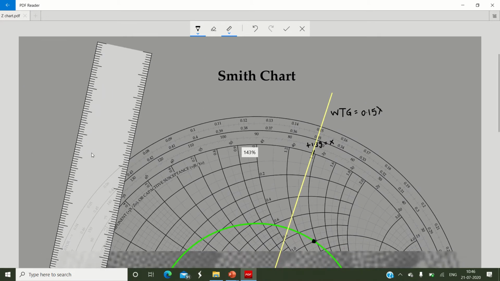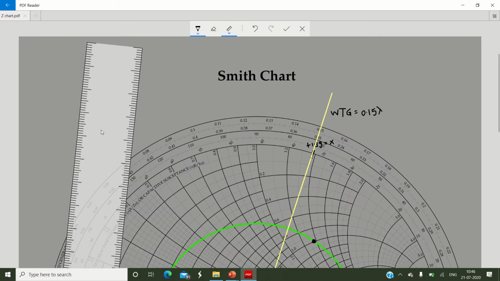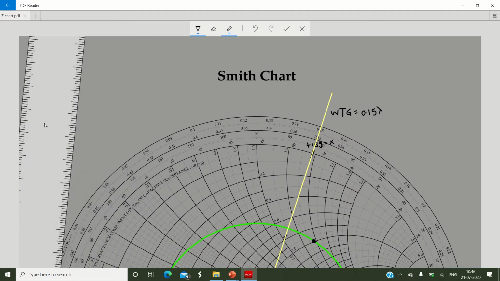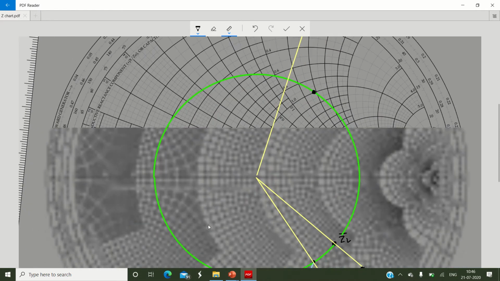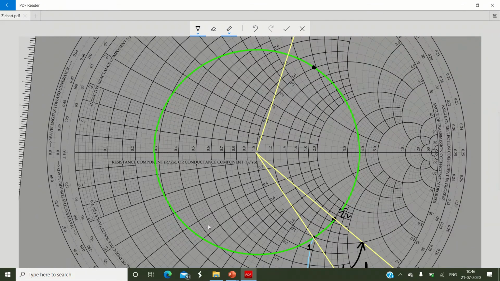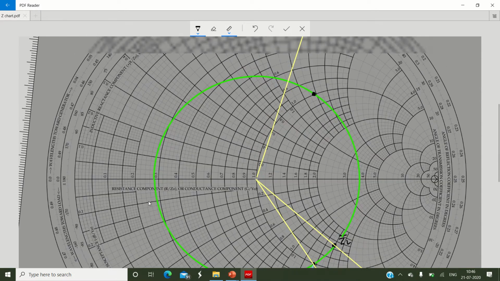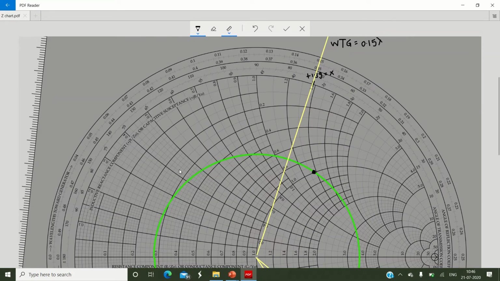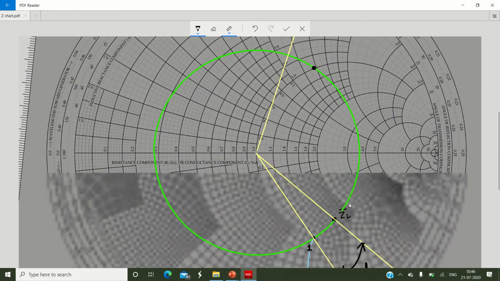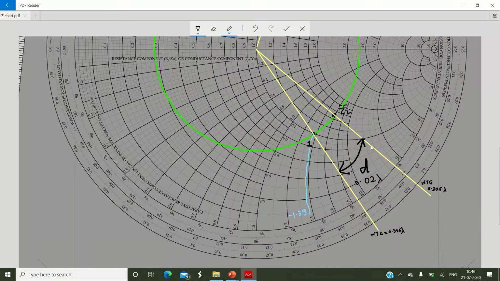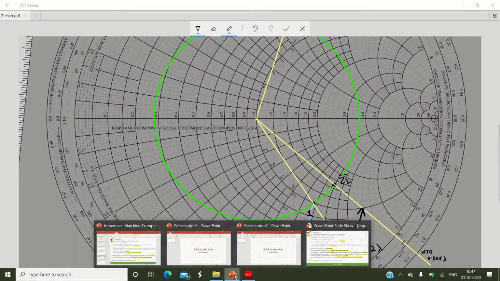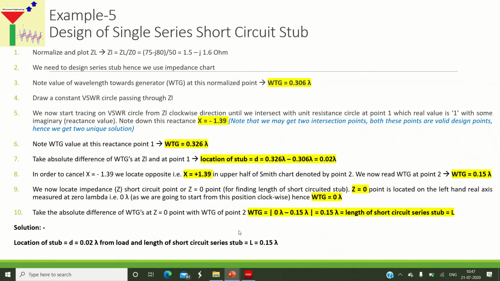Now the next step is to find the length of the stub. This is an important concept. Whatever we discussed about where to locate the open circuit and short circuit points, that concept we will now be utilizing. Now, how to find the length of the stub? We already found the location of the stub, which is given by small d. Now the length of the stub. Come back to the PowerPoint slide and let us see what it discussed.